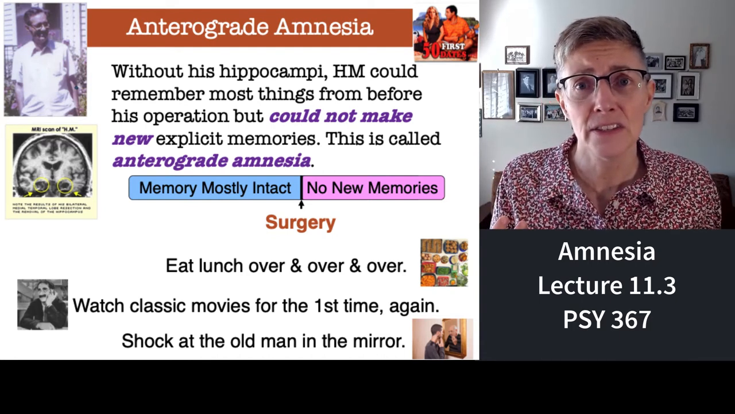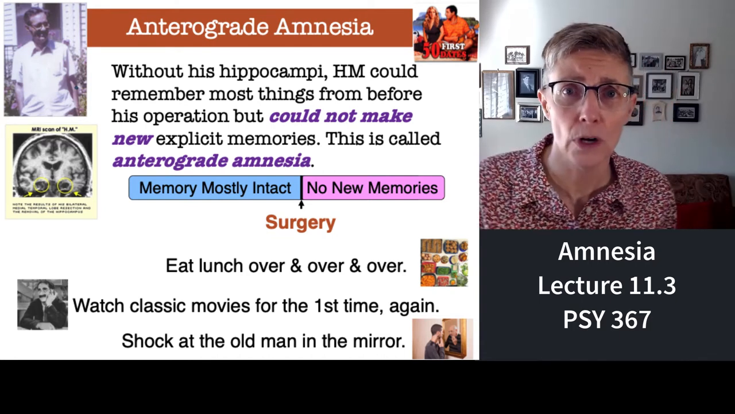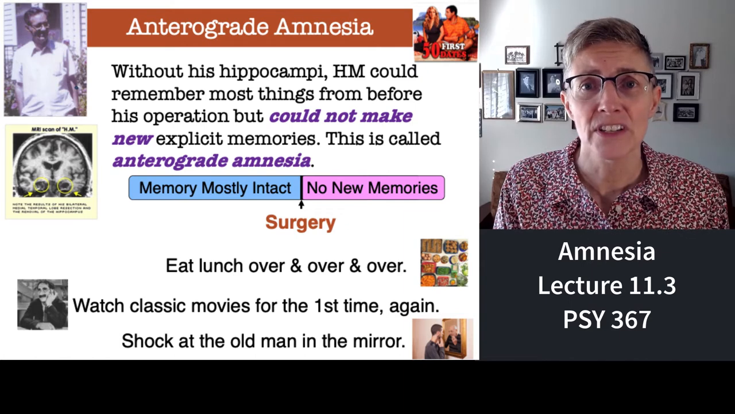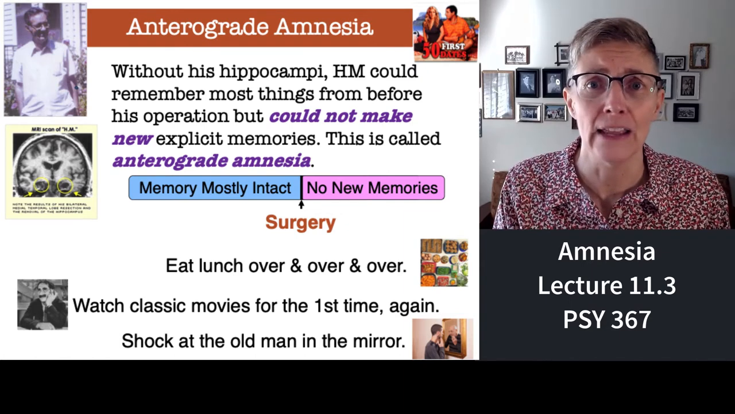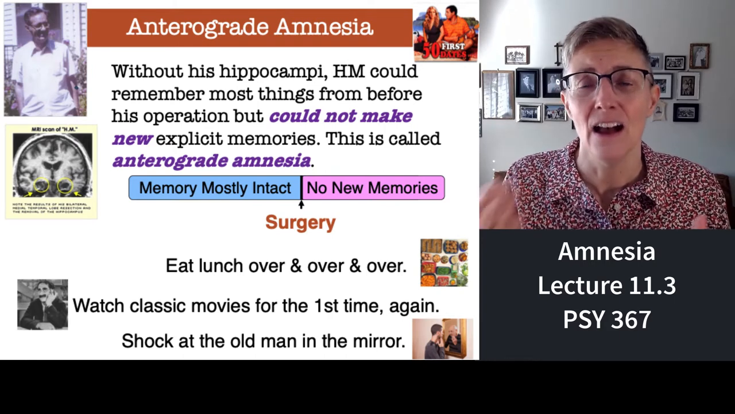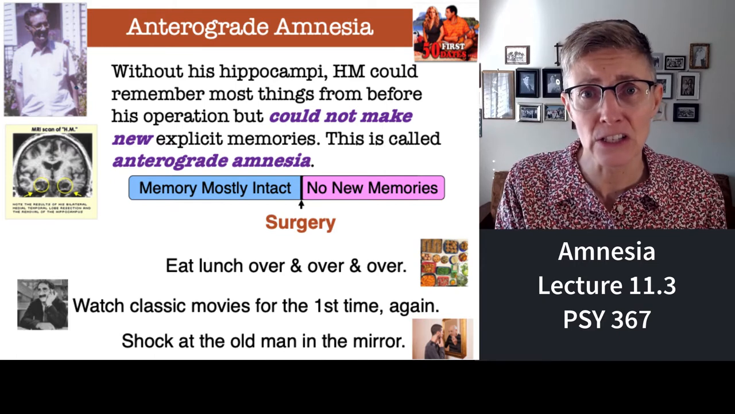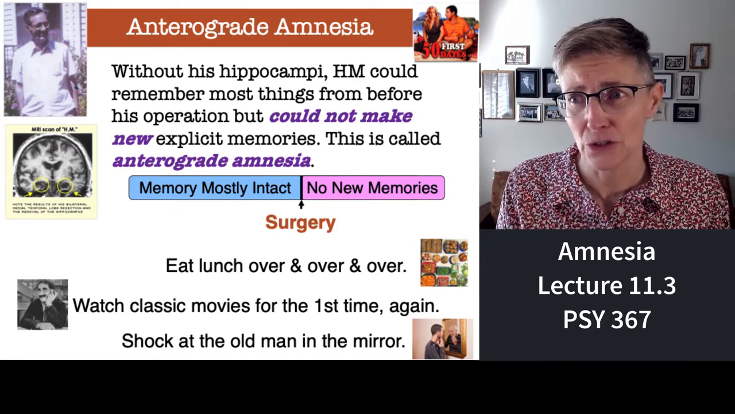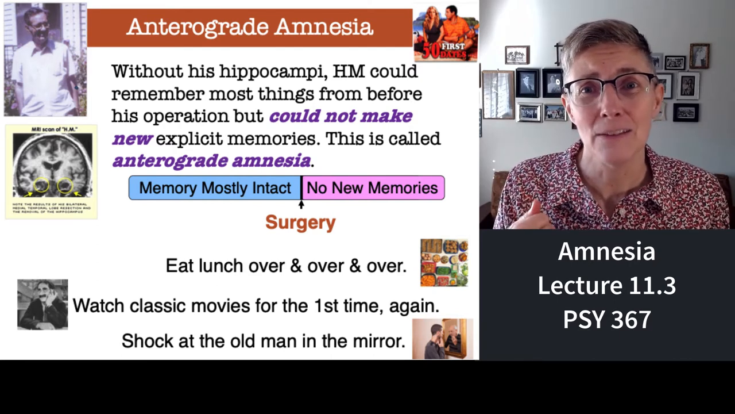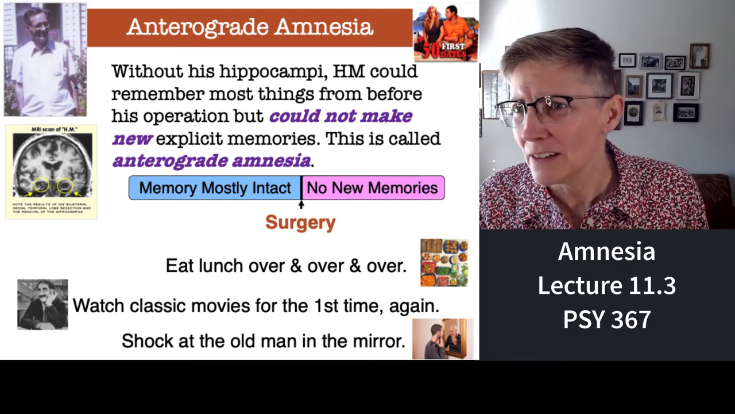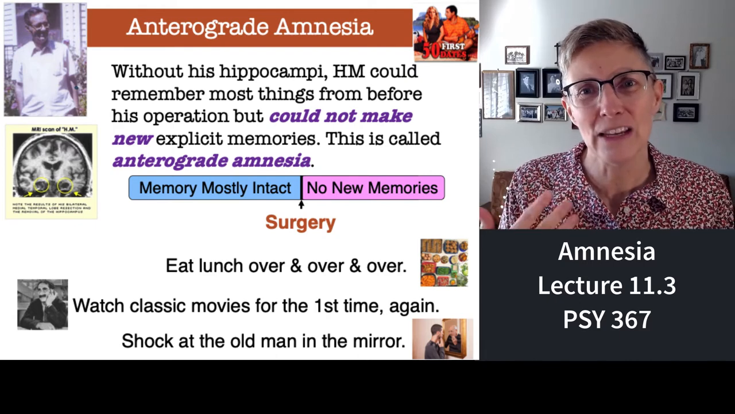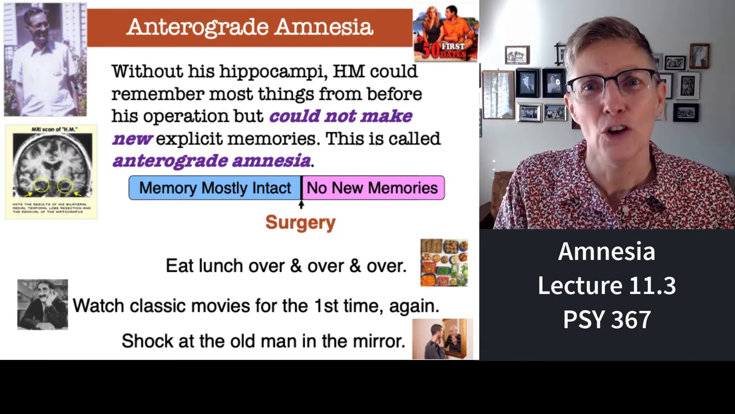Another example is that patient HM liked to stay at home and watch new movies. He could watch the same movie over and over again because he had no memory of having seen the movie, if the first time he saw the movie was after his surgery. For those of you who are Drew Barrymore fans, the movie 50 First Dates is the same idea. It's anterograde amnesia. In that movie, Drew Barrymore could not create new memories.